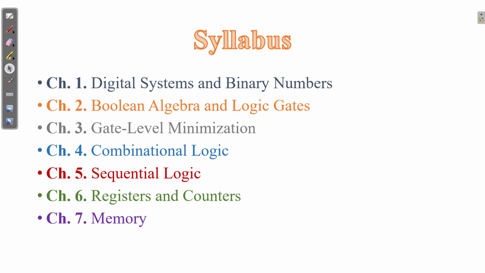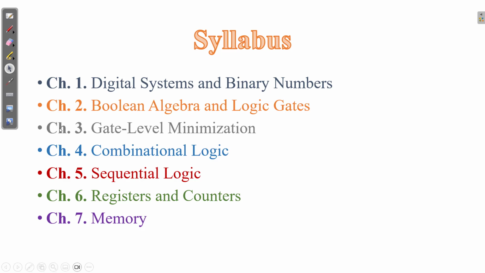In chapter 2, we will talk about Boolean algebra and logic gates. We know that the basic elements of digital circuits are logic gates, and in this chapter we will learn what the different types of logic gates are and how we can use them to implement digital circuits.